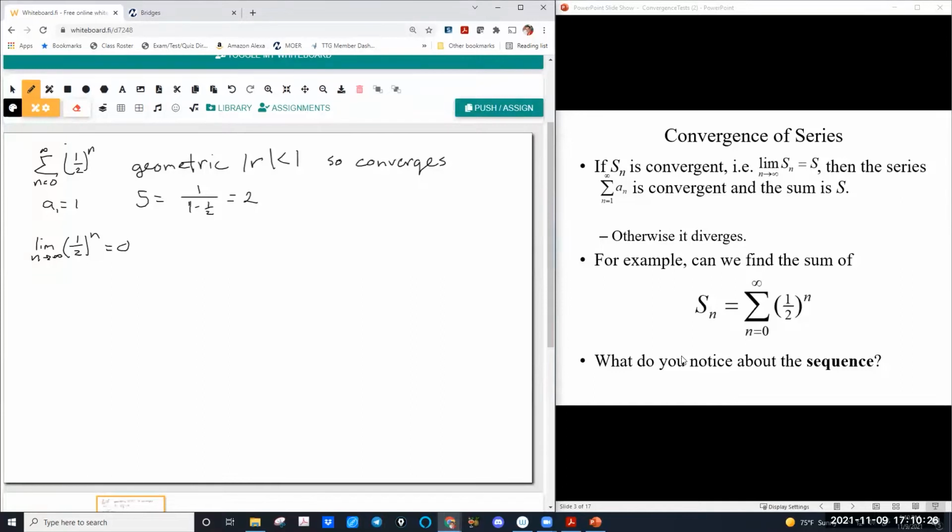And I just want to be very explicit that I am switching between the terms sequence and series. The sequence, the general term is 1/2 to the n. The series has the summation and is adding up the terms.